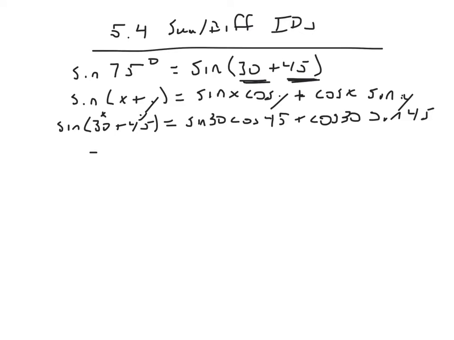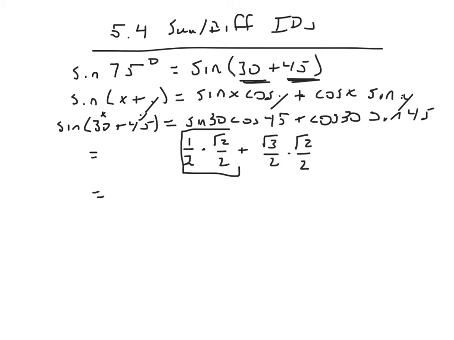Okay, so now you're going to go to your trig table. The sine of 30 is a number. I can pull that off of there. The sine of 30 is 1/2. The cosine of 45 is a number. That is radical 2 over 2. The cosine of 30 is a number. That is radical 3 over 2. And the sine of 45 is a number. That is radical 2 over 2. So I'm pulling all those straight from the trig table.